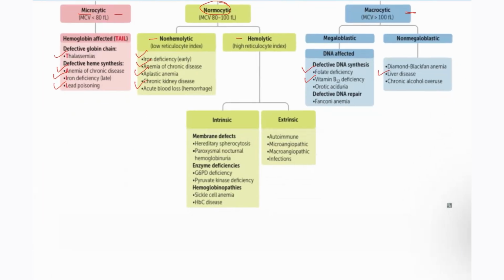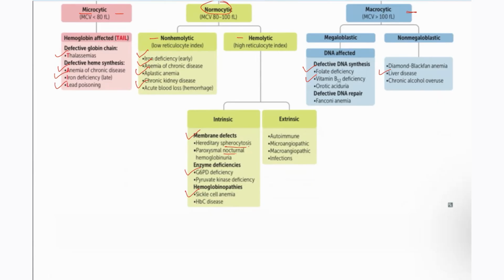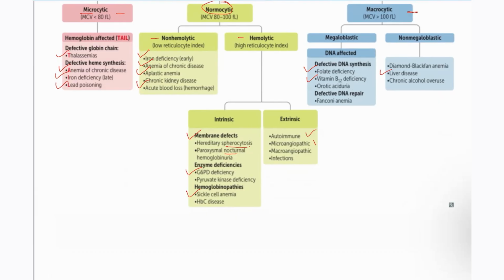Next, if it is hemolytic, hemolysis, that means something is killing the RBCs. It could be due to membrane defects such as hereditary spherocytosis, or it is due to paroxysmal nocturnal hemoglobinuria, or G6PD deficiency, sickle cell anemia. Next, if it is not intrinsic factors, then something coming from the outside, like antibodies being produced. What are those antibodies producing? Autoimmune and microangiopathies, or infections that are causing it here, right? This is the differentiation between all types of anemia that you have to remember.